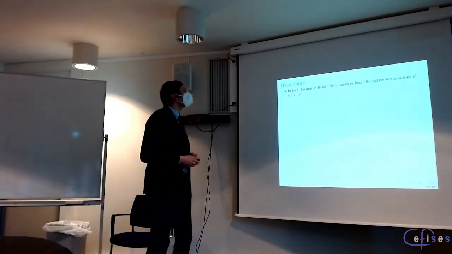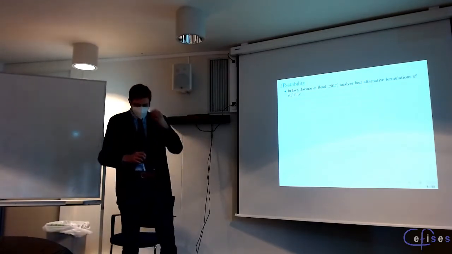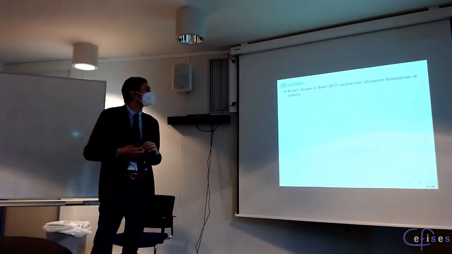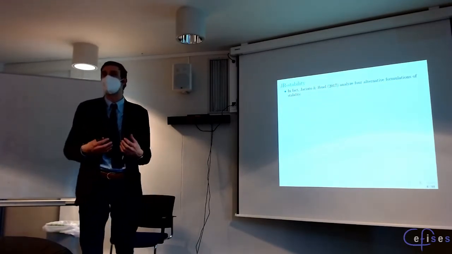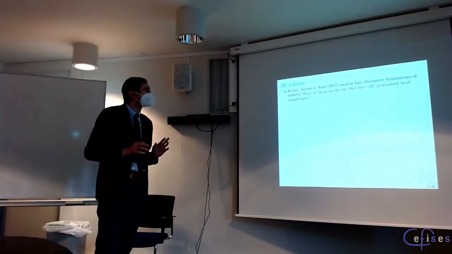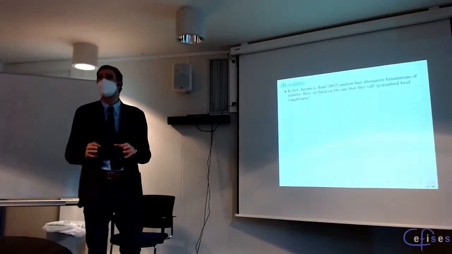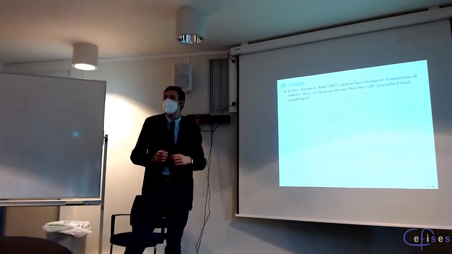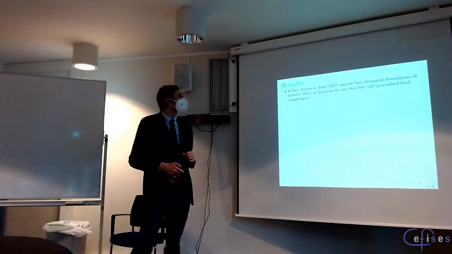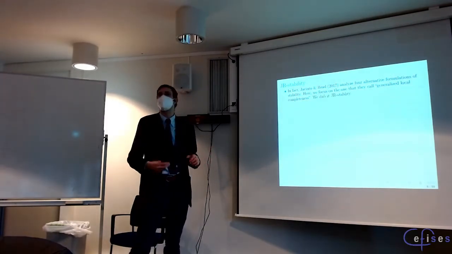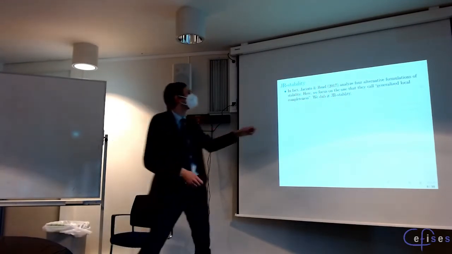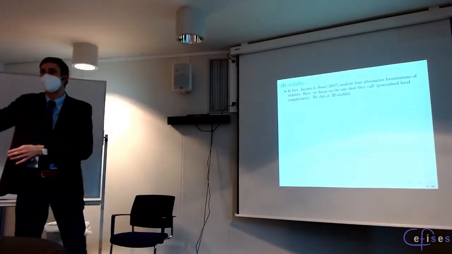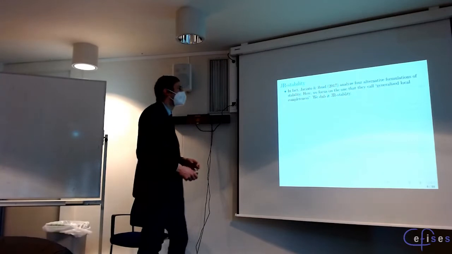Well, in fact, Jacinto and Read in their paper of 2017, a very rich and refined paper, analyze four alternative formulations of stability. Here, we will focus only on the one that they call generalized local completeness. We will see later, maybe, if we have time, why they call it like that. Here, we will call it JR stability for short. What I call JR stability is just what they call generalized local completeness. They have other proposals for formalizing stability, but I don't need to treat them.